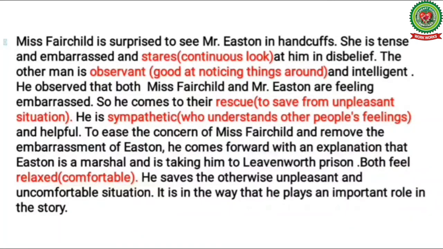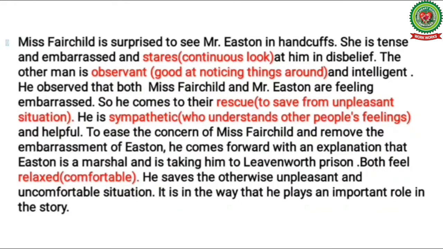The other man is a keen observer. Though Miss Fairchild was talking to Mr. Easton, yet she was continuously staring at the handcuffs. The other man is a keen observer and a good judge of human behavior. He observes Miss Fairchild's expressions and could make out the reason for her horrified look after seeing the handcuffs. Thus, without caring for his own reputation, he tells Miss Fairchild that he is the convict and Mr. Easton is a marshal. Then both feel relaxed. So children, the marshal's willingness to lie for Mr. Easton shows that he is a dutiful man with a compassionate heart who would help anybody in trouble.